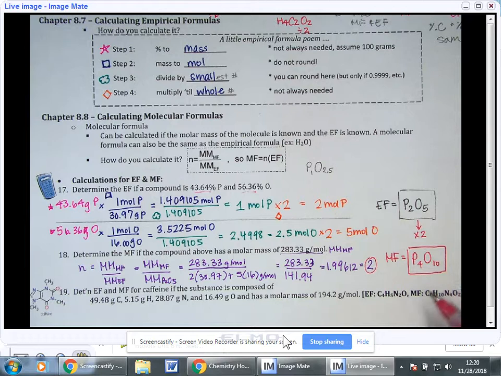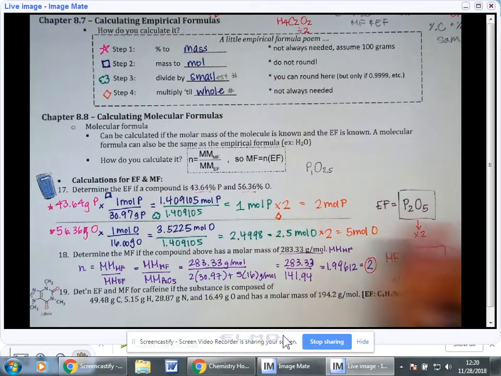And I could also double check. So if I double check and in my calculator I punch in 4 times 30.97 plus 10 times 16 to calculate the molar mass, I should get this number here.